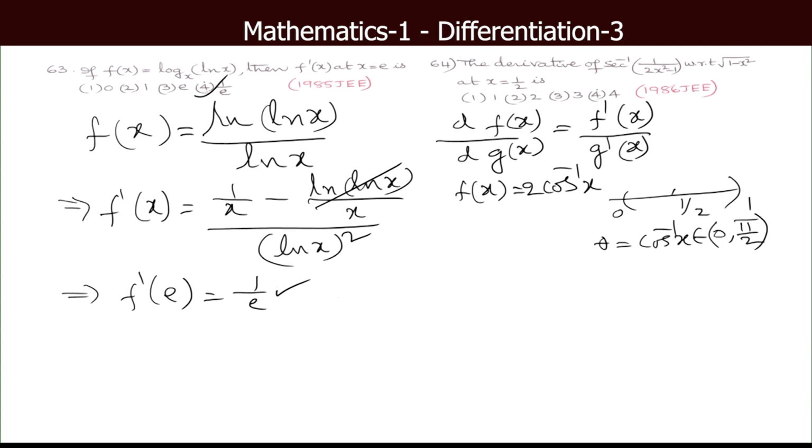So, f dash x is minus 2 by root of 1 minus x square and g dash x is minus x by root of 1 minus x square.